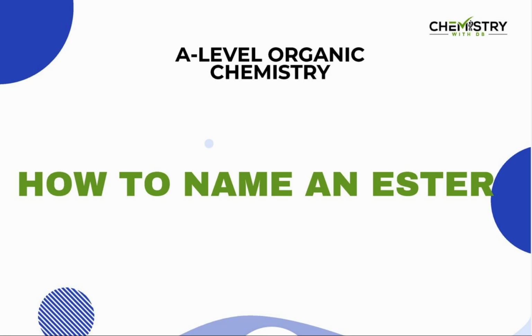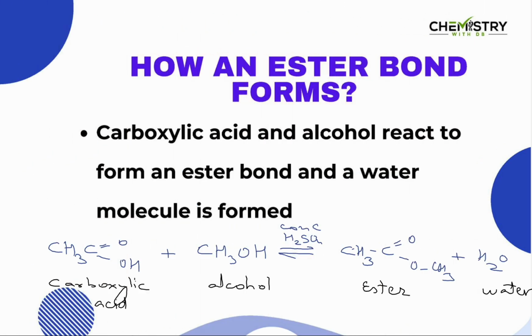In this video I'm going to explain how we name an ester. Now first of all, let's see how an ester bond forms. We know that the ester bond forms whenever a carboxylic acid reacts with an alcohol in the presence of concentrated sulfuric acid. In that case a condensation reaction takes place, and what exactly happens here is that the carboxylic acid loses the OH to the H in the alcohol, and together these form a water molecule and an ester bond forms.